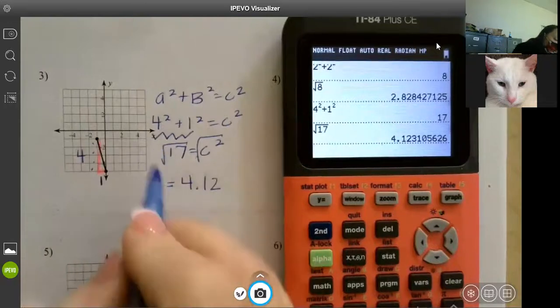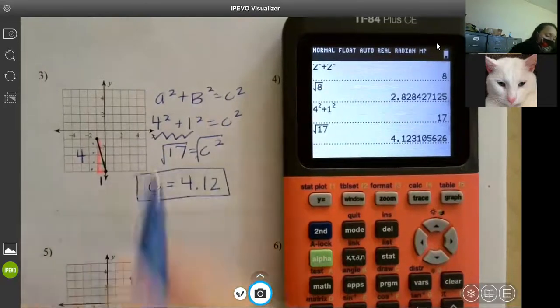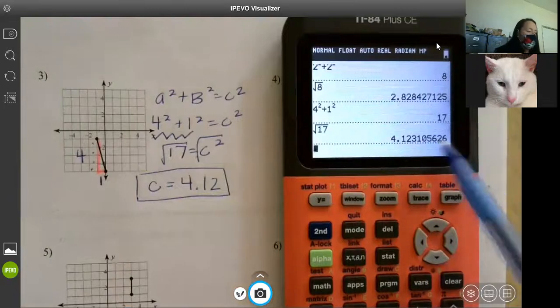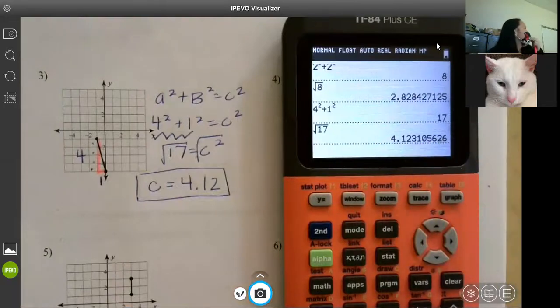And we get 4.12. Again, make sure you round correctly. If you have problems rounding, just ask us. Behind the 2 is a 3 that does not move it up. So you leave it the same.